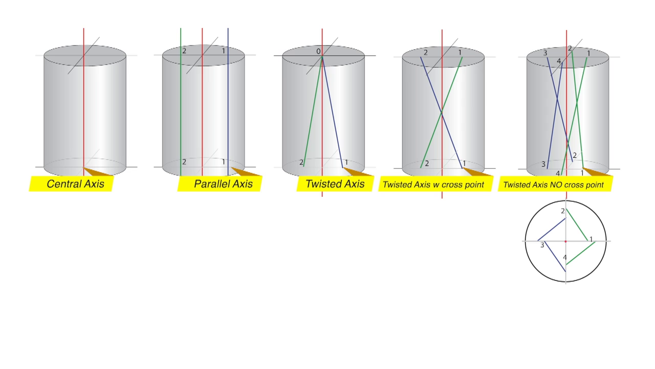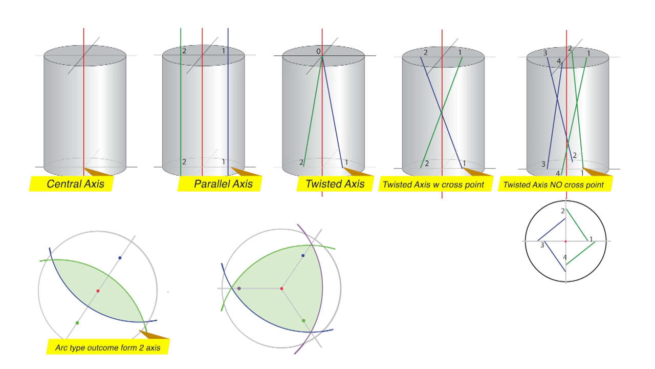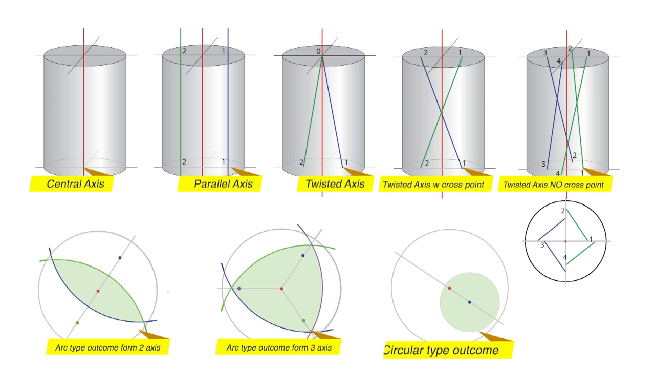So, next thing that we can discuss is the outcomes. Outcomes are referring to the actual cross section that you're going to end up with after finishing the cutting on the new axis. There are two types of outcomes that you can get in a multi-axis spindle turning. One is the arc type and the other one is circular. In the arc type of outcome, the cross section of the cut piece will be a set of arcs that are forming a closed shape, whereas the circular outcome gets a cross section that is a circle.